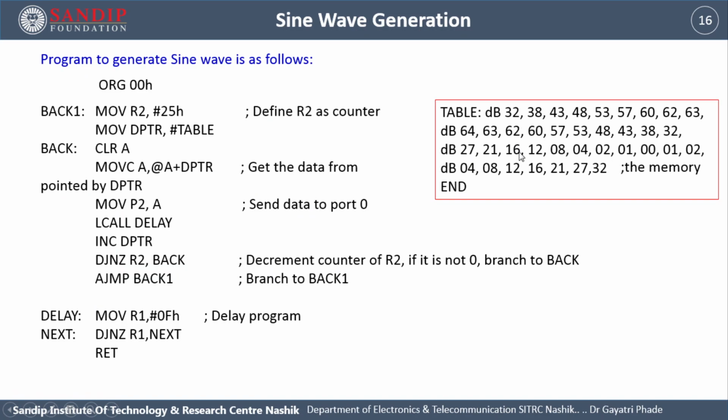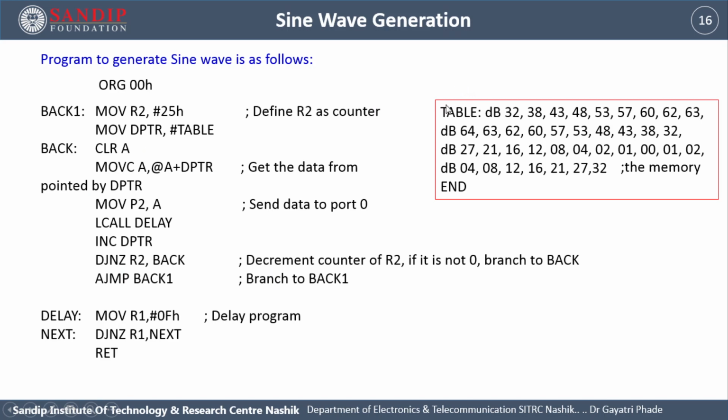How we have calculated these values, we have discussed in the previous slides. Let us write the program. MOV R2, #25H. Why 25H? We have taken only 25 values. Whatever values we take to display a sine wave, the counter we have to take accordingly for those values. So here we have taken 25 values, so we have taken the count of 25 and R2 is initialized as a counter for this 25.